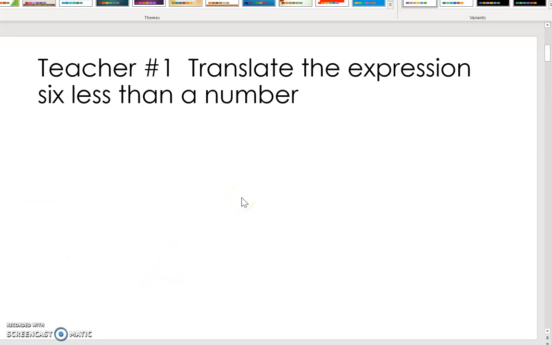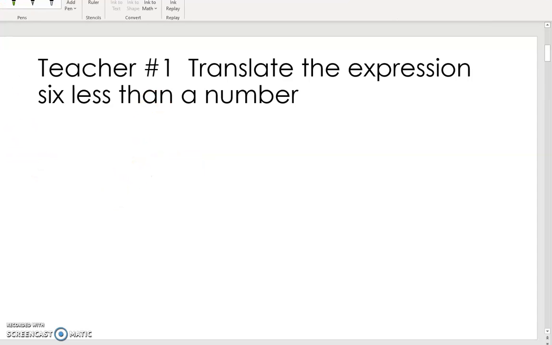Translating expressions is taking something from the word written form into numerical form. As you are doing this, you want to identify keywords that will help you decide the operation. In this problem, we see the words "less than," and I would say less than represents subtraction. Less than is a tricky one because it's going to switch the order in which we write. So "6 less than" is not 6 minus, instead it's minus 6.